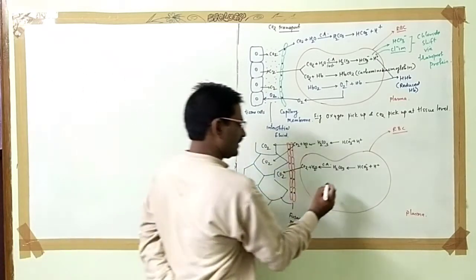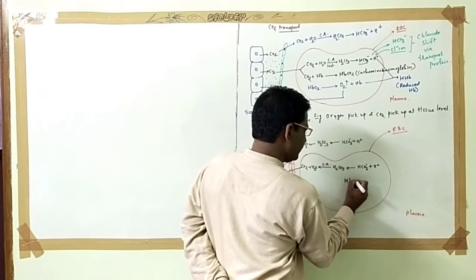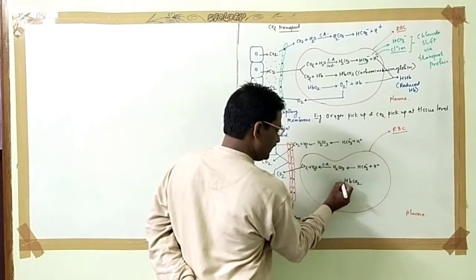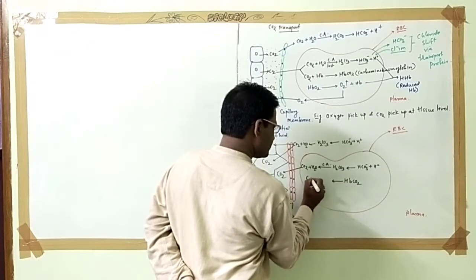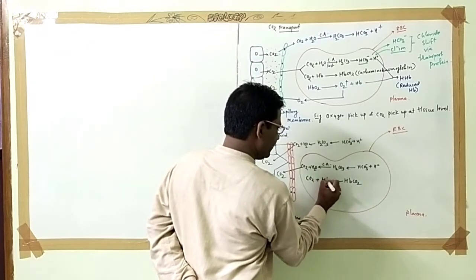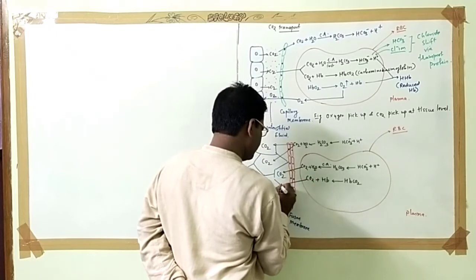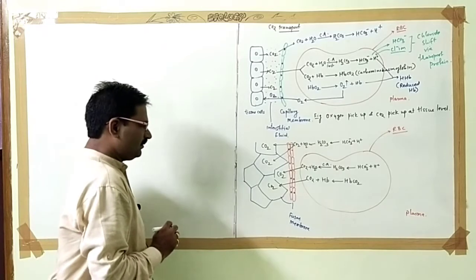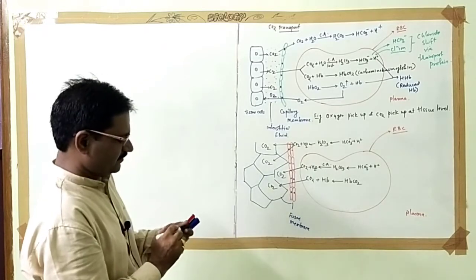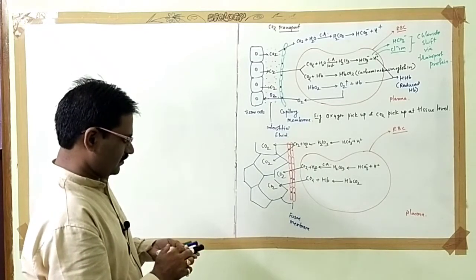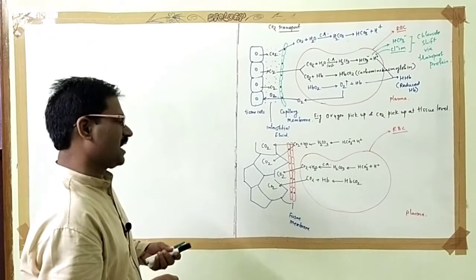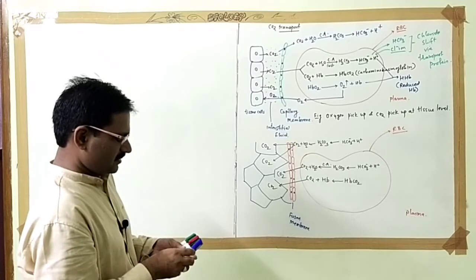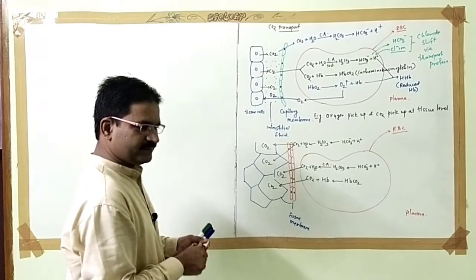Then carbamino hemoglobin. This is called carbamino hemoglobin. It dissociates to form CO2 and hemoglobin. The CO2 gets diffused into the lungs. Now all these things, this carbon dioxide gets diffused out into the lungs. Okay, into the lungs.